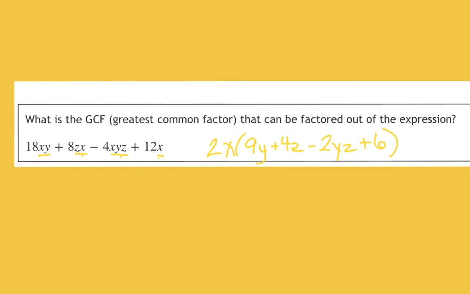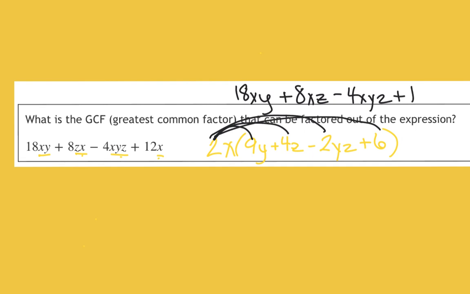And then to check myself, I'm going to multiply this back to make sure I get the correct answer. And I end up with 18xy plus 8xz minus 4xyz plus 12x, which is what we originally started with.